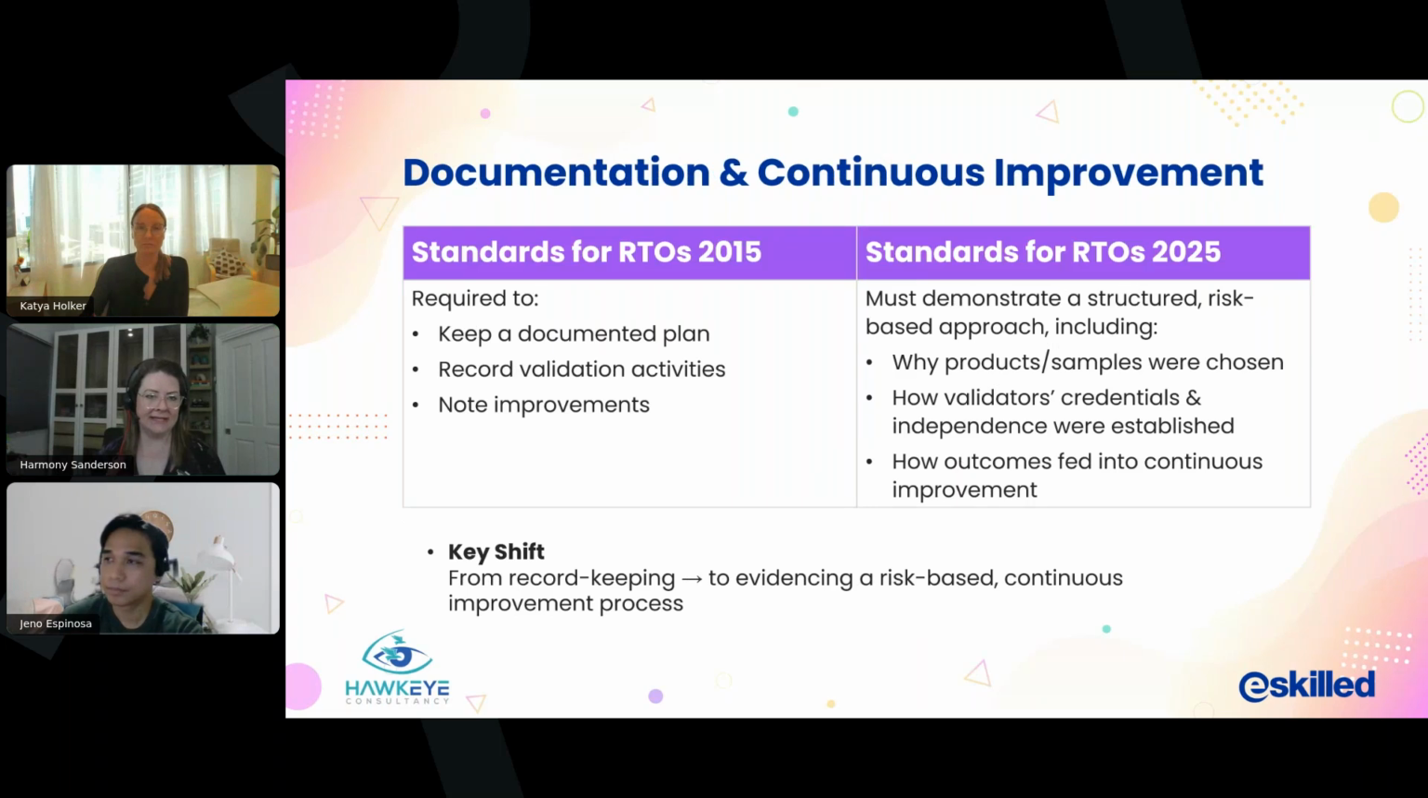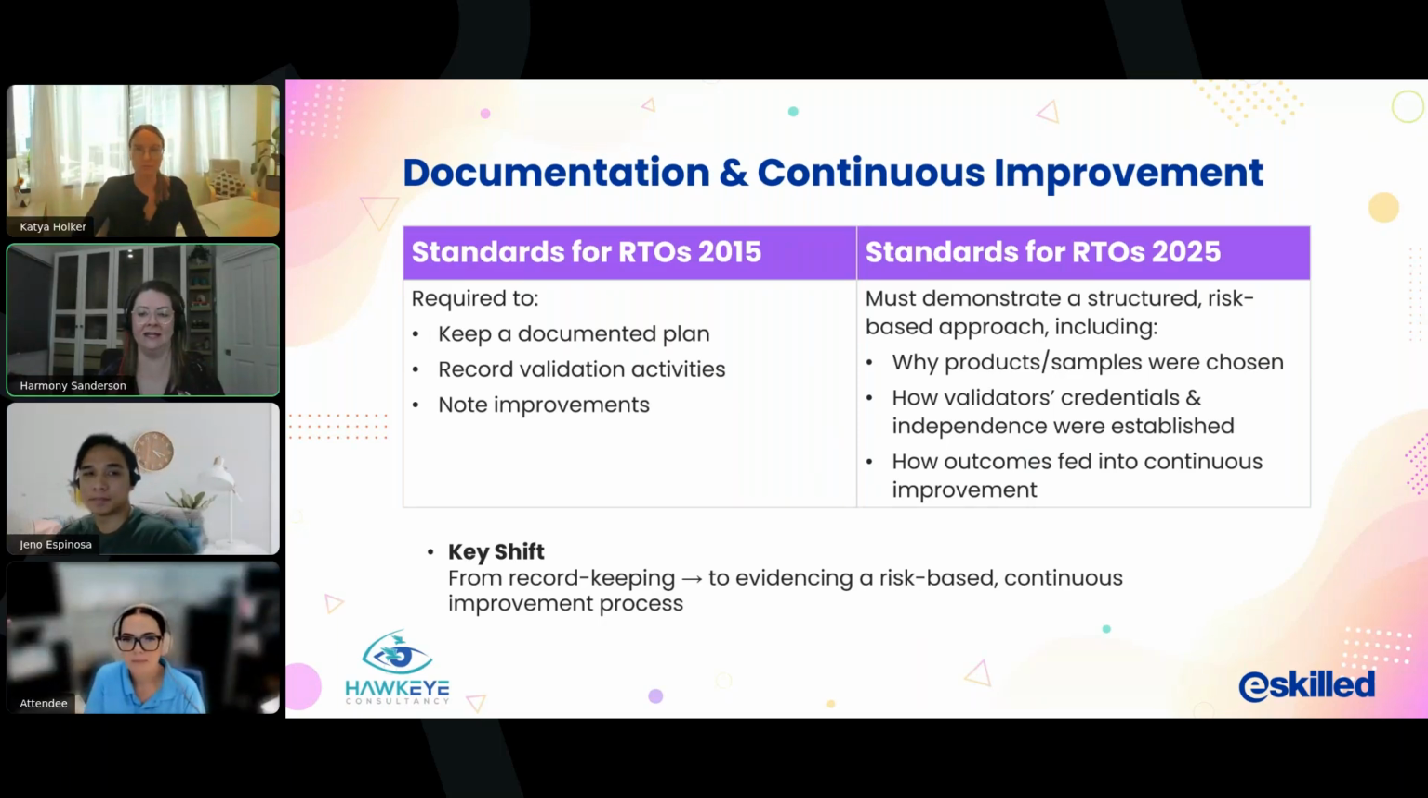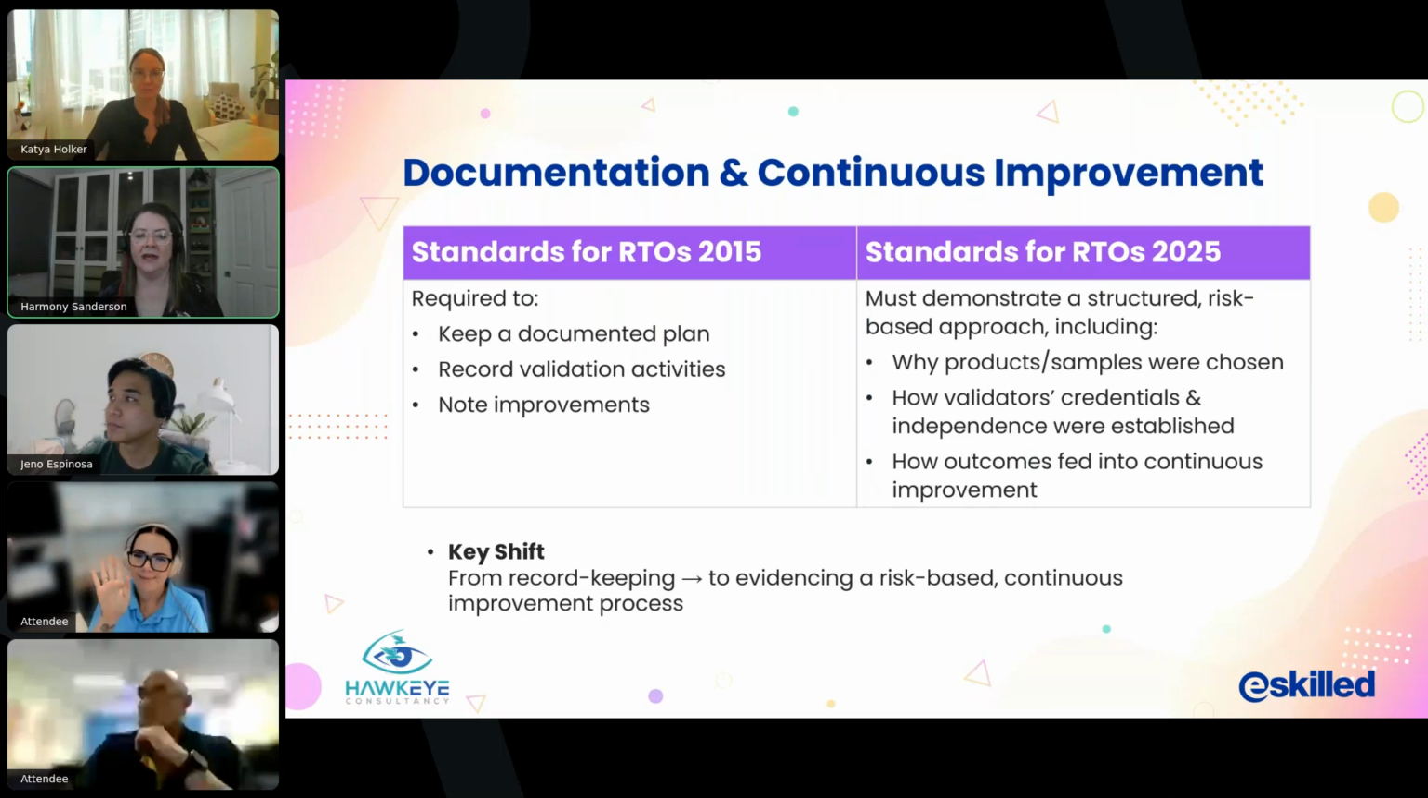And lastly, documentation and continuous improvement. Under the old standards, RTOs were required to keep a documented plan, record validation activities, and note improvements. Under the new standards, documentation requirements are now framed around being able to demonstrate a structured and risk-based approach, including why a certain training product or samples were selected, how validator credentials and independence were established, how validation outcomes have fed into continuous improvement. So the shift here is from record keeping to evidencing a risk-based continuous improvement process.